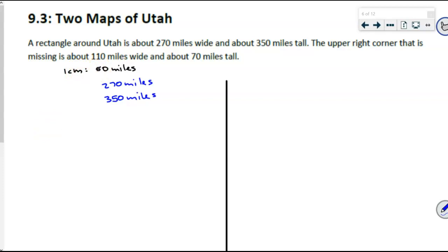So please walk me through this. How are we going to figure out exactly how many centimeters my drawing needs to be? Let's do the 350. That one's a little bit easier. 350 miles. How many centimeters does that need to be? And make sure you're able to explain why. I need more hands on that. That's better. Thank you. Liv, tell me what you did.